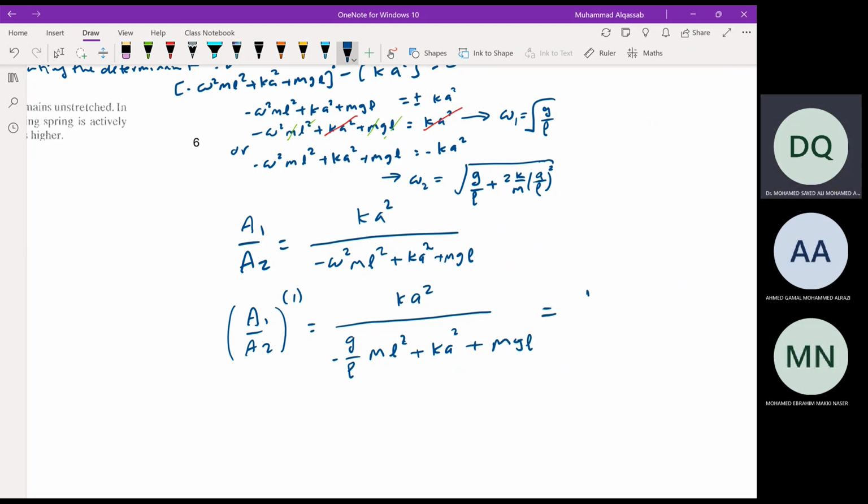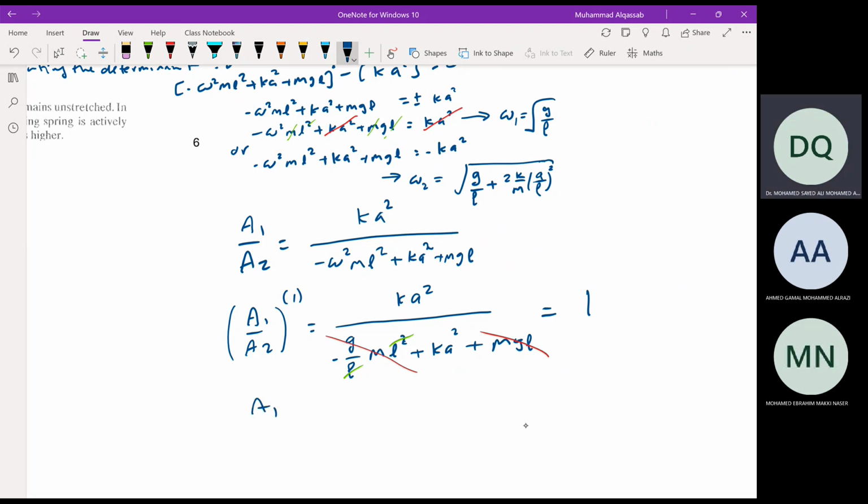So this becomes 1. And as you can see, this L will cancel with L, and the whole term here will cancel with this one. So it becomes Ka squared over Ka squared, which is 1.